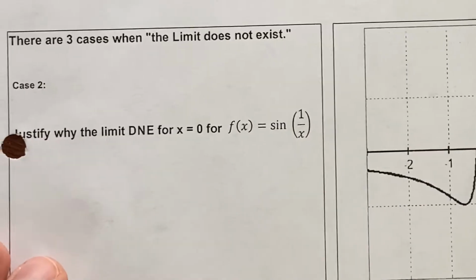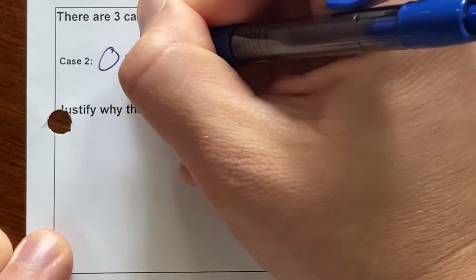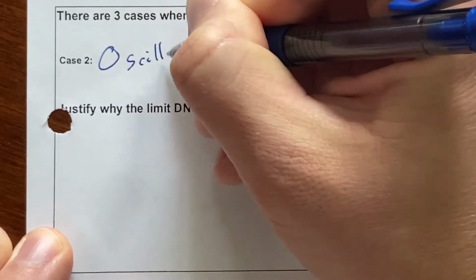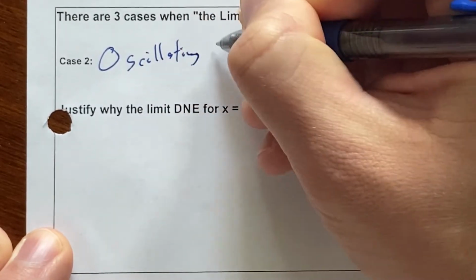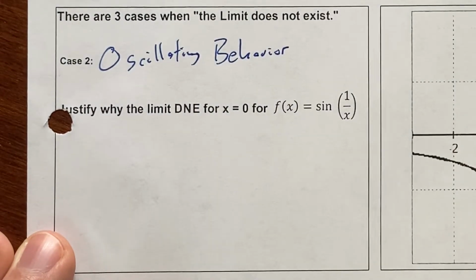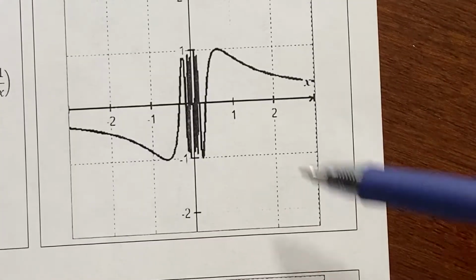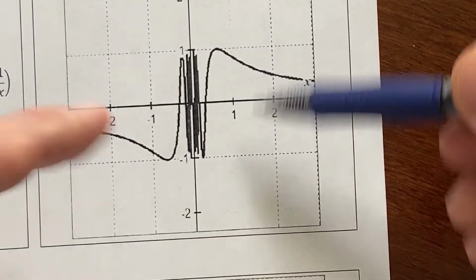Okay, next case, when limits do not exist, would be oscillating behavior. Man, I hope that's how you spell oscillating. I should have looked that up before I wrote that down. Oscillating behavior. That just means it's going back and forth, back and forth, back and forth.